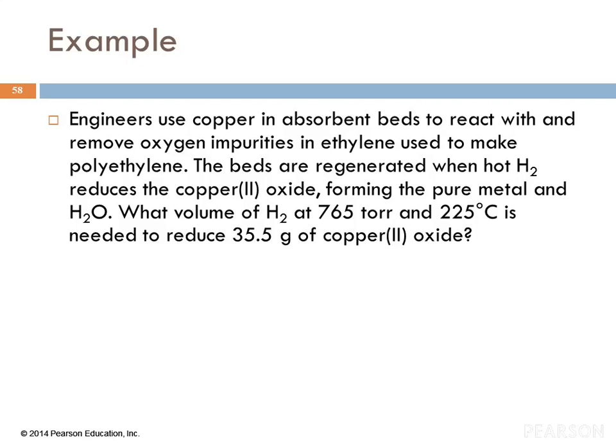Oh, here's another one, more words. Engineers use copper in absorbent beds to react with and remove oxygen impurities in ethylene used to make polyethylene. Oh, that's all very nice, but we don't need to know that. The beds are regenerated when hot H2 reduces the copper to oxide, forming the pure metal and H2O. What volume of H2 at 765 torr and 225 degrees Celsius is needed to reduce 35.5 grams of copper to oxide?